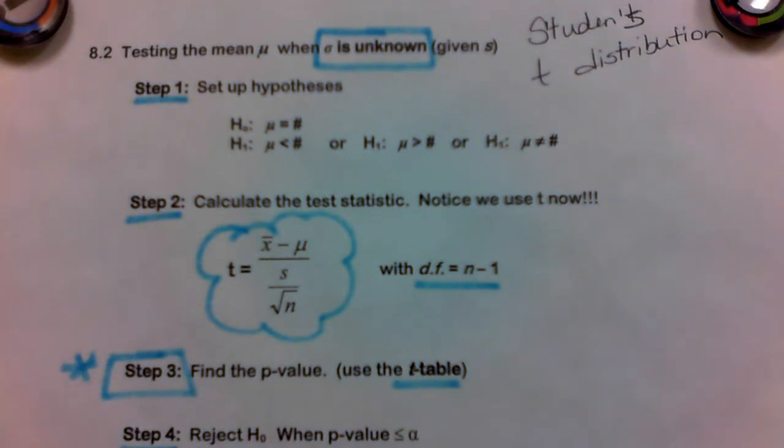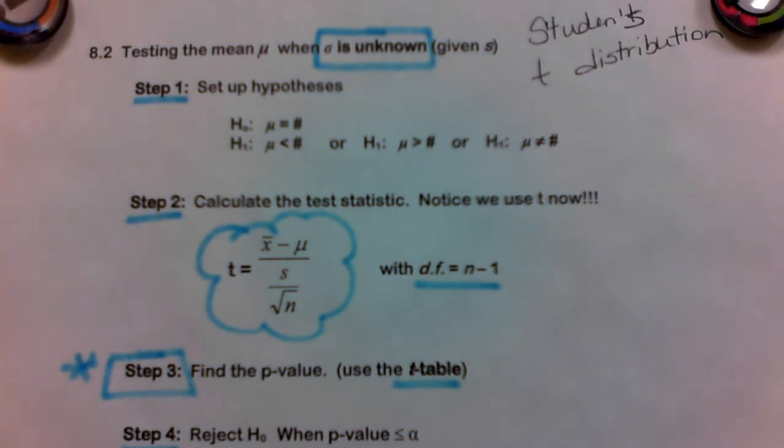8.2, we're going to continue the statistical test. So we're still going to have step 1, step 2, step 3, step 4, step 5. Many of the steps are exactly the same, and so I'm going to point out the ones that are the same, and then I'm going to point out some of the differences.